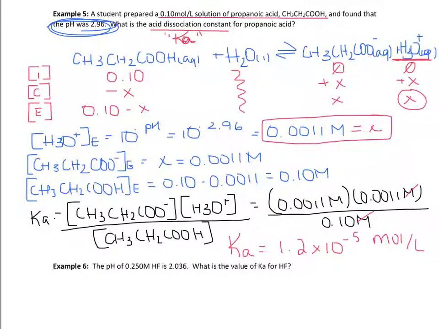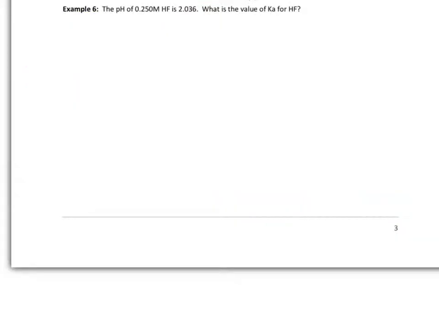moles per liter. Our final example in this section, the pH of 0.250 molar HF is 2.036. What is the value of Ka for hydrofluoric acid? Well, hydrofluoric acid is not one of the 6 strong acids, so again we need to react this with water. Since it's not one of the 6 strong acids, we will use our equilibrium arrow. And this leaves us with the fluoride ion and the hydronium ion.